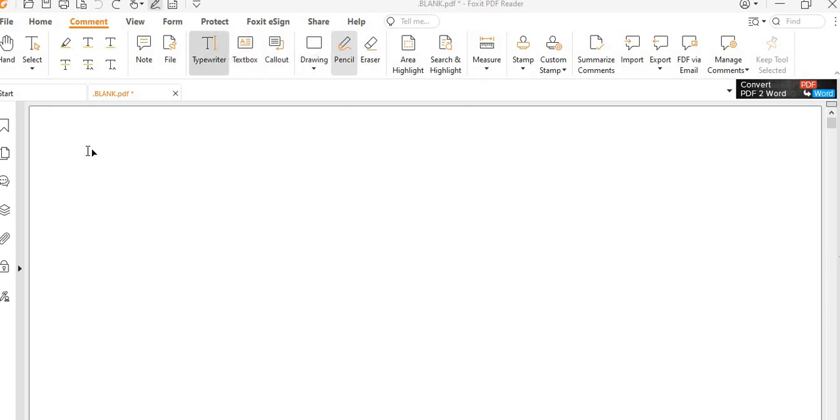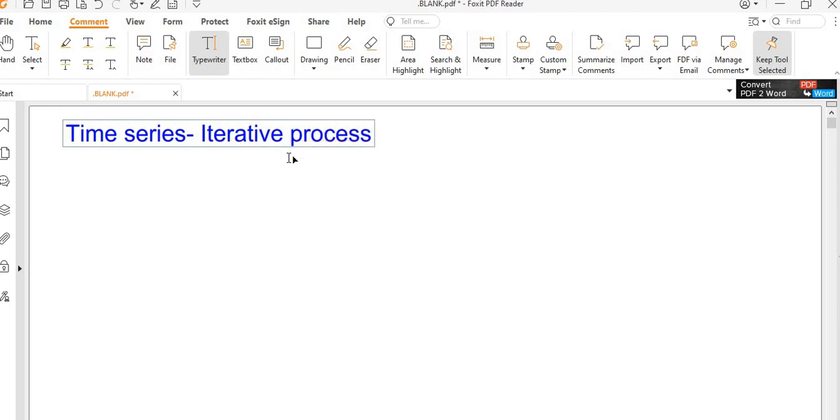In today's video, what we are going to do is an econometric topic, and essentially we'll be focusing on the time series aspect of econometrics. We are going to learn how to apply the iterative process. So what essentially is the iterative process? Now this iterative process is actually a method by which we can generate different forms of the same autoregressive function.